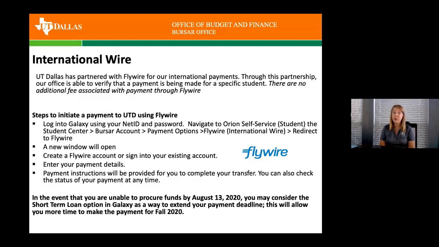It'll open a new window. It'll ask you, do you want to open a new window? You'll say yes. And then if you don't have an account already, it'll have you create an account. But it's really nice because it does connect directly to your account. So it should already populate the amount of your balance, so you don't have to go back and forth to see what your balance is. There are some additional details, obviously, that you would have to add regarding your payment.